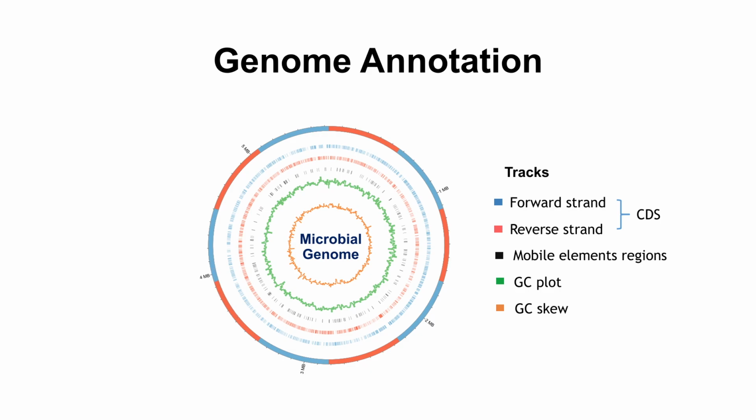Now, let's go to the inner circles. So we have this one here representing CDS forward strand. We also have this representing CDS reverse strand. We also have the black here representing mobile elements. We also have the green one here representing GC plots, and this one represents GC skew. All right, so all these things you can visualize using Circos. Okay, so it helps you to understand your data. So that's what we are going to do. I'm going to show you how to generate this plot, but let's first look at the original figure first.